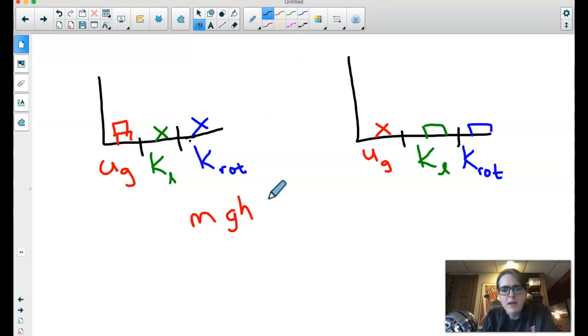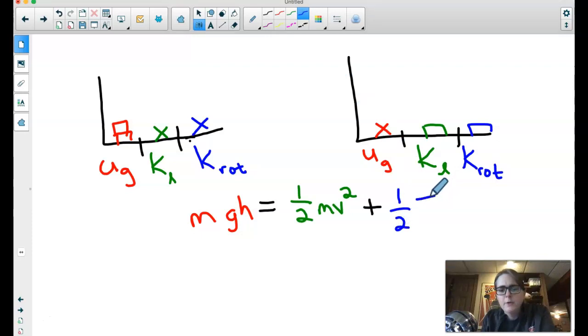And I can set up my math a lot like we set up conservation of energy equations in the past, where again I'm replacing each form of energy with its equation. So instead of linear kinetic energy, I'm doing 1/2 mv squared. And then instead of rotational kinetic energy, I'm going to put our new formula, where I, again, is that rotational inertia, so how difficult it is to change the angular motion, and then omega is the angular velocity. So that's the big stuff you need to know about rotational kinetic energy.